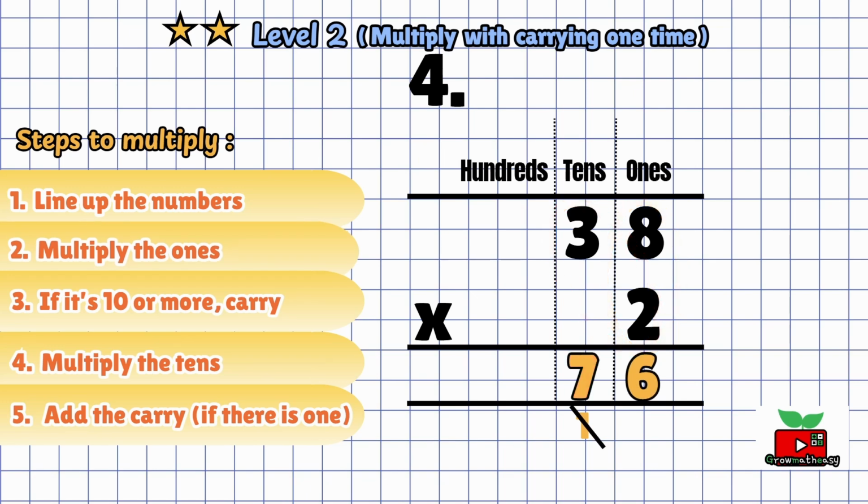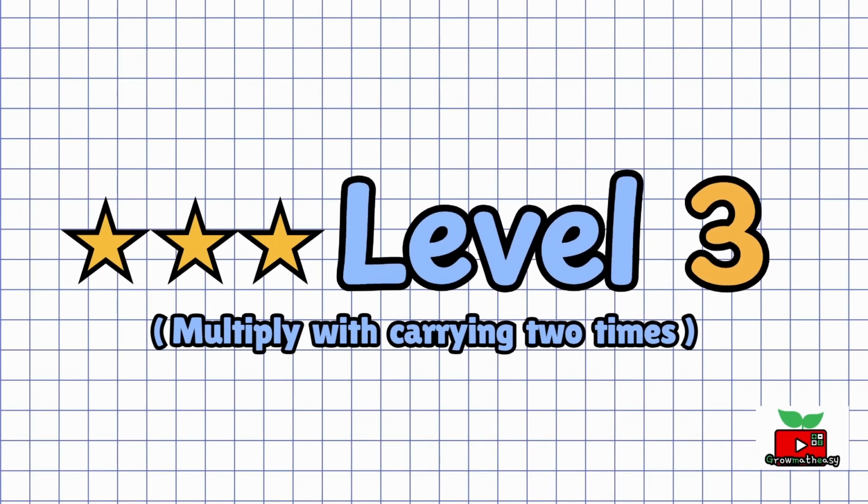Alright, it's level 3. Multiplications with carrying twice. I won't show the steps this time. See if you can do it. Pause the video if you want. Give it a try. And then play to check your answer.